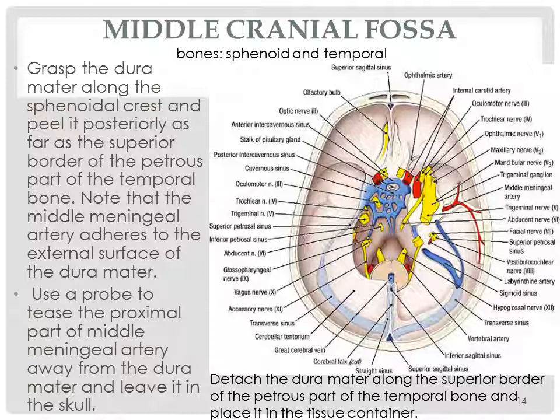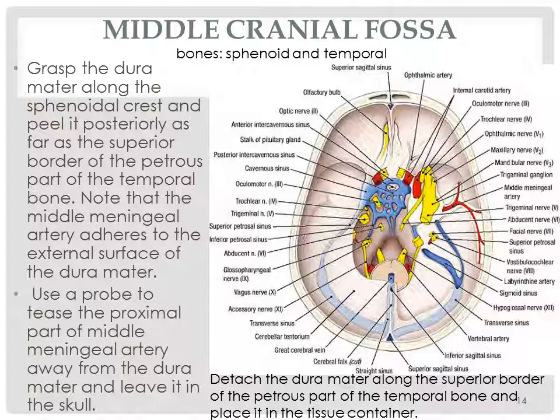Also note that the middle meningeal artery is right here, and it'll adhere to the external surface of the dura. So use a probe and try to tease the proximal part of the MMA away from the dura so that it remains in the skull. It's really important that you have this later on, so that you can see your middle meningeal artery come through the foramen spinosum and then branch into your anterior and posterior branches.